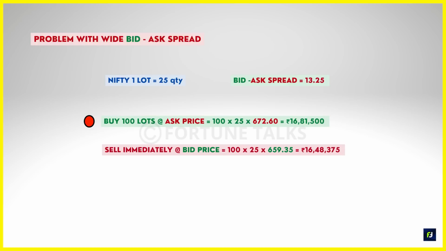If you purchase this put option at the ask price of 672.60 rupees and then decide to sell it immediately, you would likely have to sell at the bid price of 659.35 rupees, thereby incurring a loss equal to the spread amount. This represents an immediate cost.